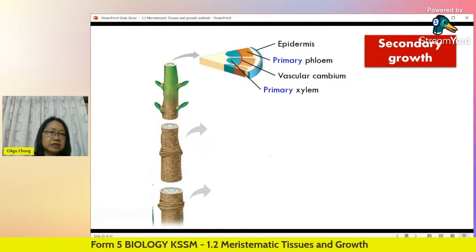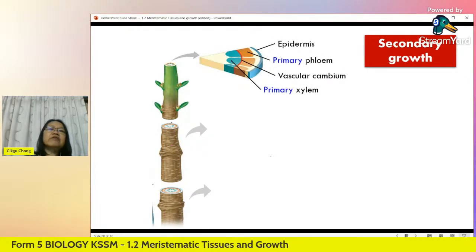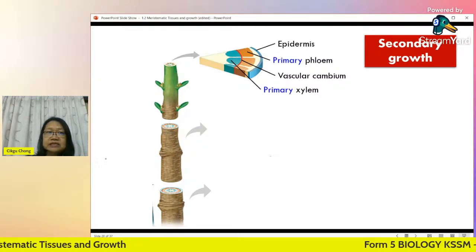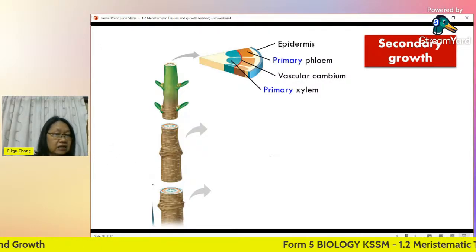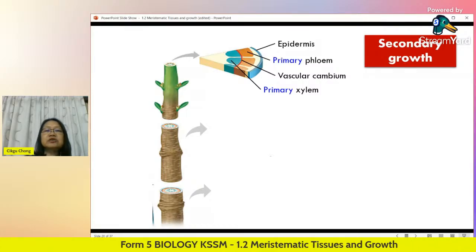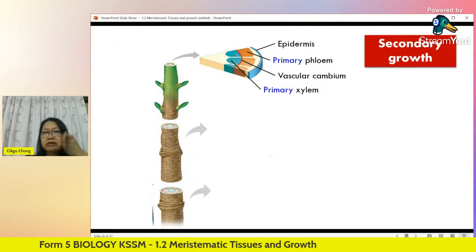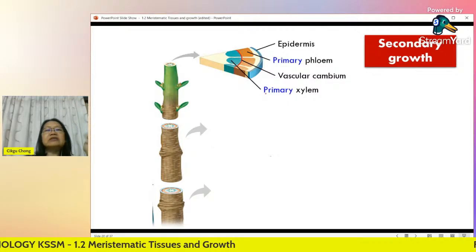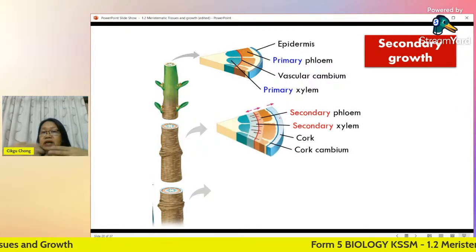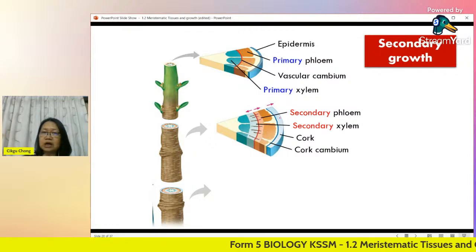Okay, always remember there's epidermis outside there. Then you have the primary stem. This is not yet undergoing secondary growth. You can see that it's still very young. There's a young part there, right? Primary phloem is here. Vascular cambium is in the middle there, the red color line, and here's the primary xylem. Okay, so after secondary growth has taken place, you'll see that it becomes pushed upwards.